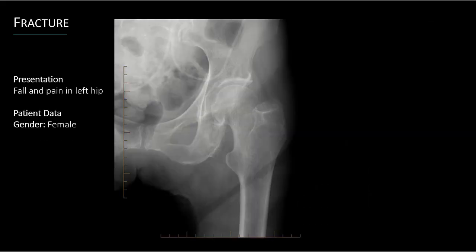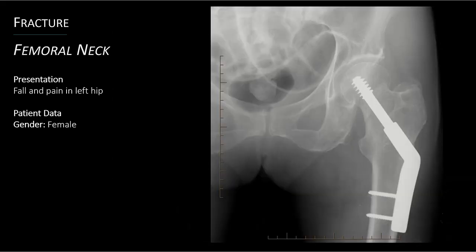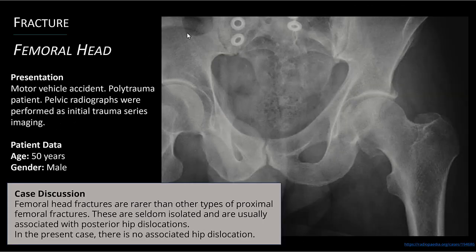Here is another patient where we have likely an elderly female that has fallen and has pain in her left hip. Do you see the fracture? It's undisplaced, so it's a bit subtle. Let's look at another view. Here's the fracture. It's located in the neck of the femur. The cool thing about this case is that we have imaging after she was taken to surgery for repair with a dynamic hip screw. Here's an example of a left femoral head fracture.